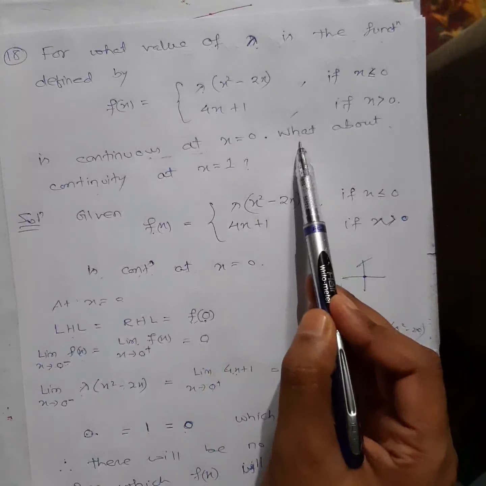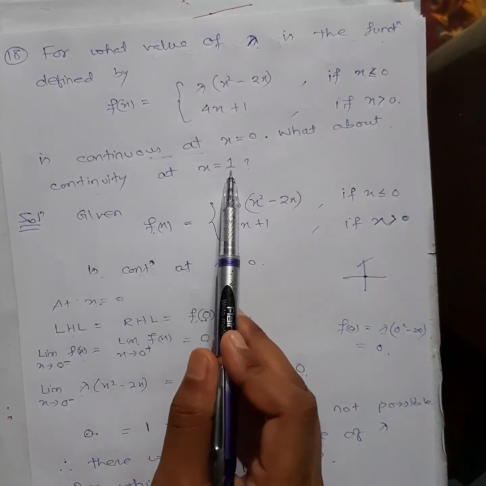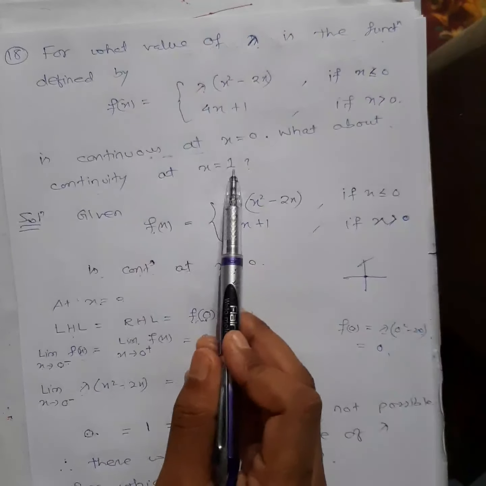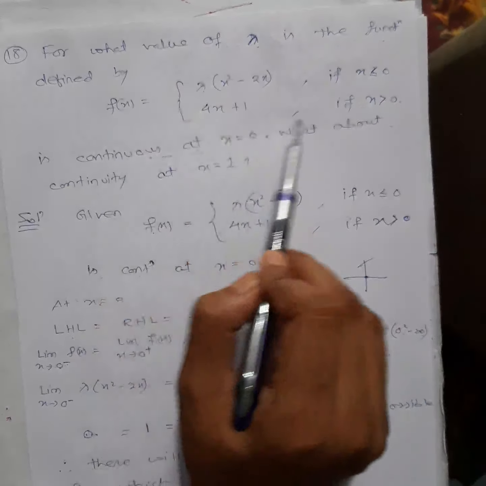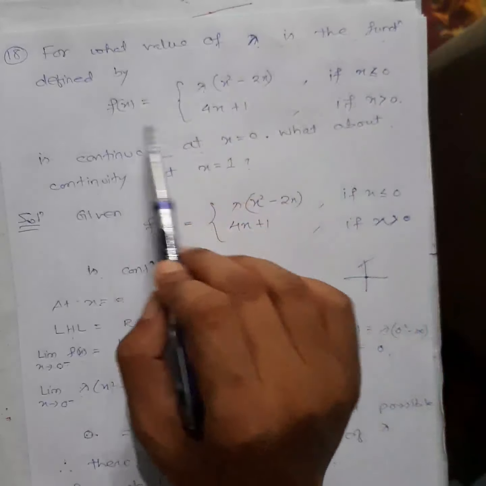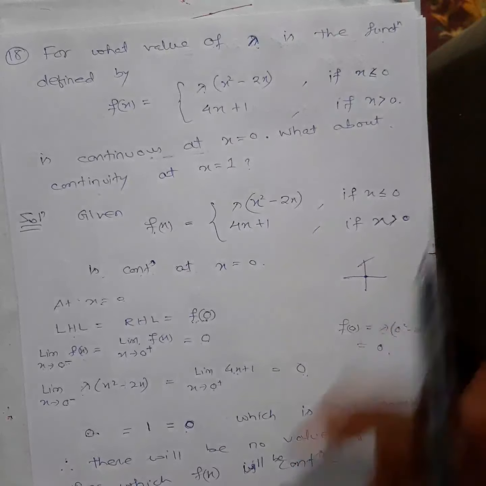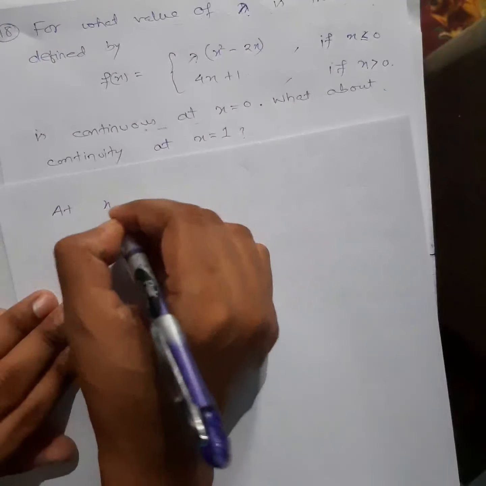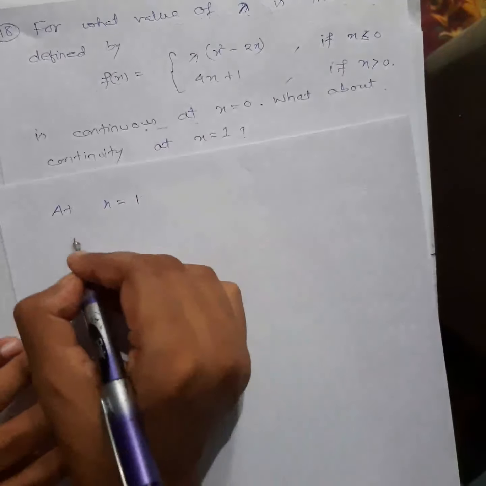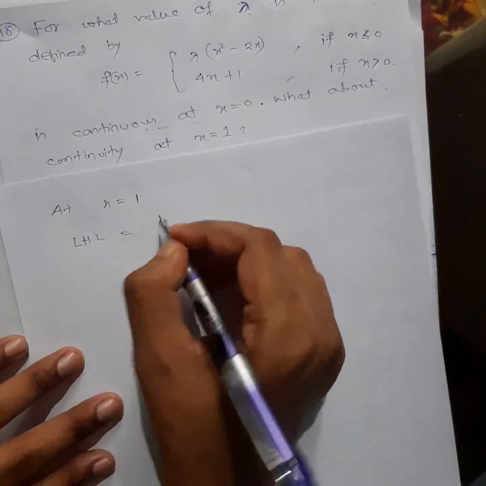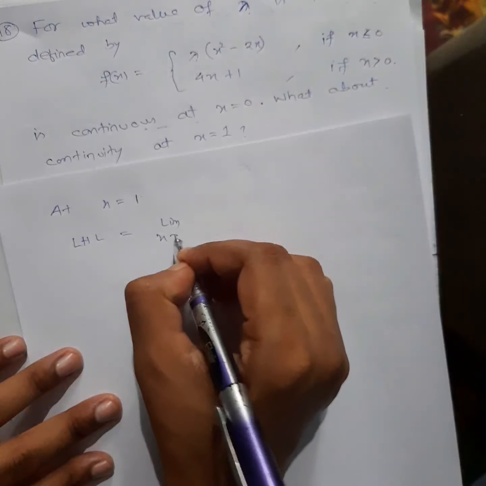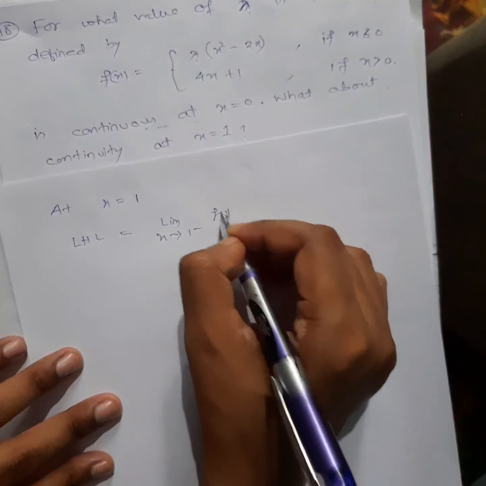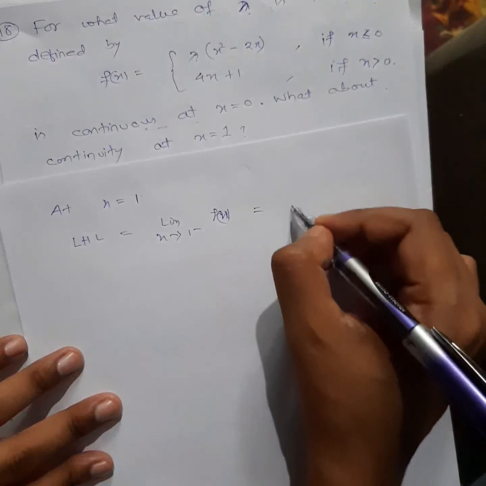So the next part is again there. What about continuity at x equal to 1? Continuity at x equal to 1 means you have to check whether this function is continuous at x equal to 1 or not. So let's find out. Let me write down on a different page. At x equal to 1, this we have already done, right? Left hand limit, let's find out. Limit x tends to 1 minus f(x) will be how much?